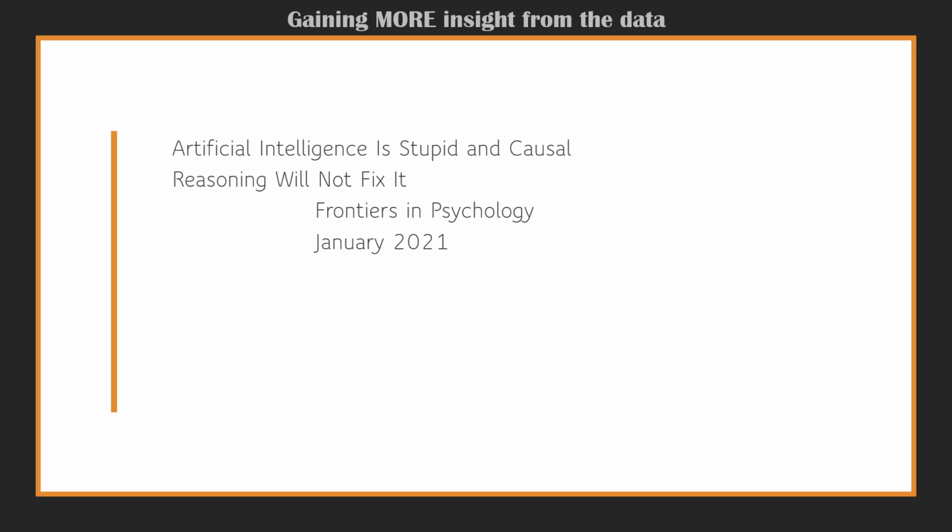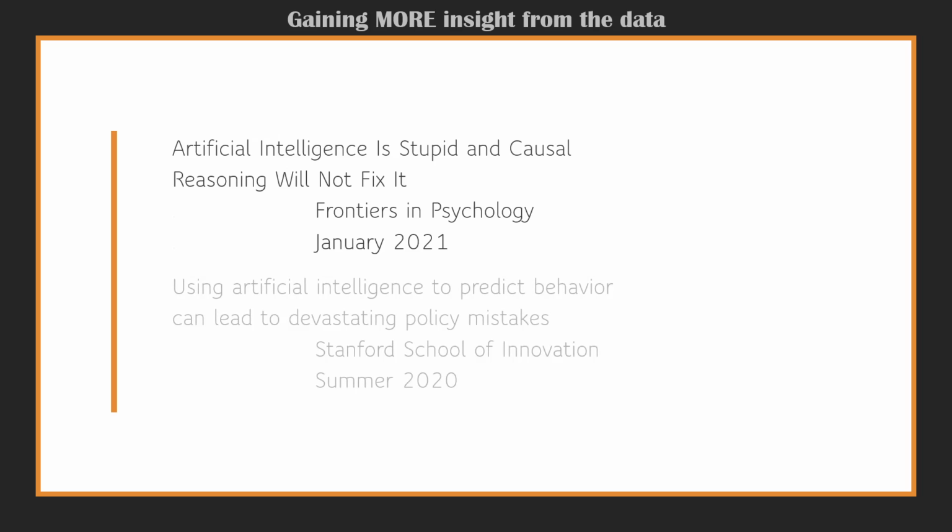Wait a second, what just happened? I did not expect to get that result, that ice cream would cause people to die or to drown. Clearly, something is not working. Look at another publication. "Using artificial intelligence to predict behavior can lead to devastating policy mistakes." Stanford School of Innovation, 2020. So, something is wrong. Let's figure out what's wrong.